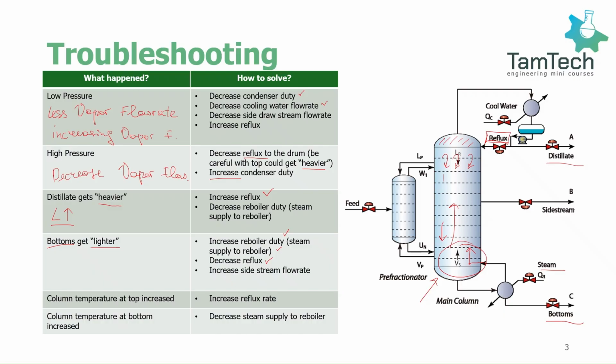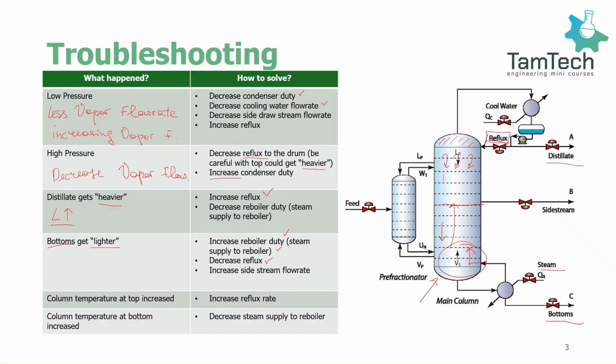And lastly, what we can do is increase the side stream flow rate. The increase of the side stream flow rate will take away some of the liquid on top of the trays, which means more light components that are available in the vapors at the bottom tray will go up. It means we will have heavier bottoms.